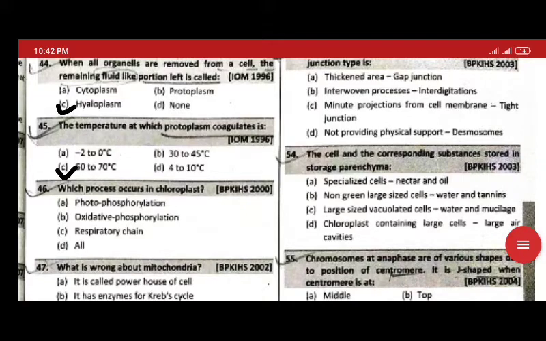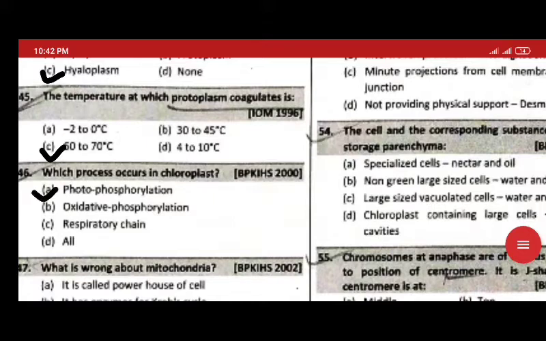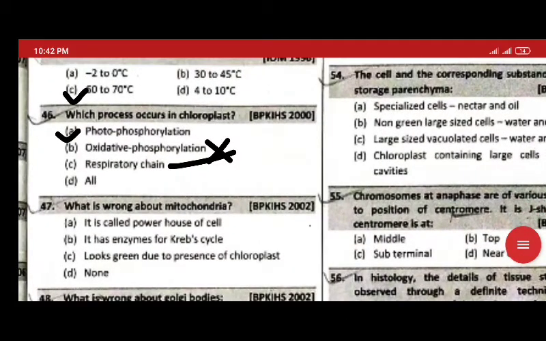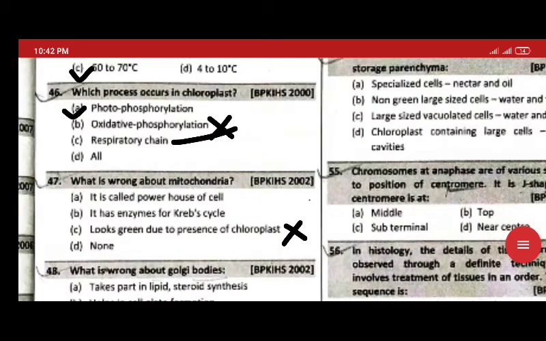Now 46, which process occurs in chloroplast? In chloroplast we have only photophosphorylation, because oxidative phosphorylation does not occur in it. Oxidative phosphorylation occurs in mitochondria. The respiratory chain is also in mitochondria. Which is wrong about mitochondria? So mitochondria, no, chloroplast.